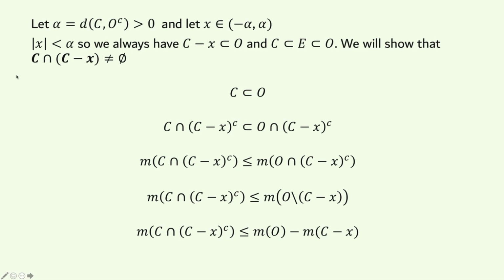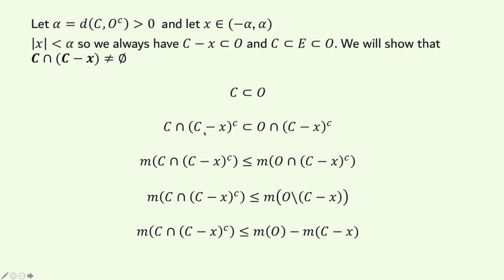And so we will show that the intersection between C and C minus x is not empty. We're going to see why this is important after I finish this proof. Once we show this, the proof is basically done. So we're going to start with the fact that C is included in O, right? This follows from this. And now we're just going to do some standard set and measure theory.